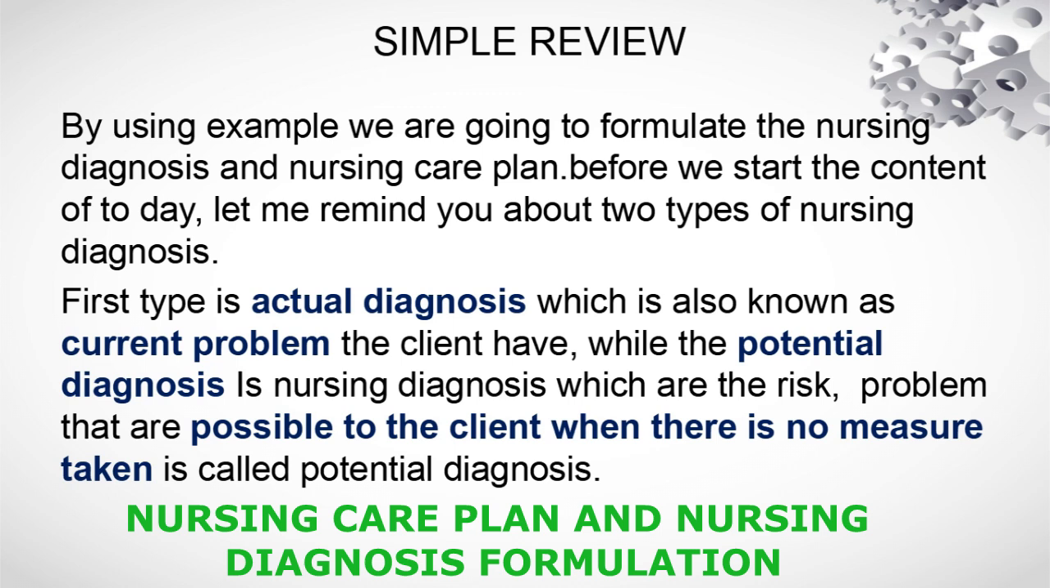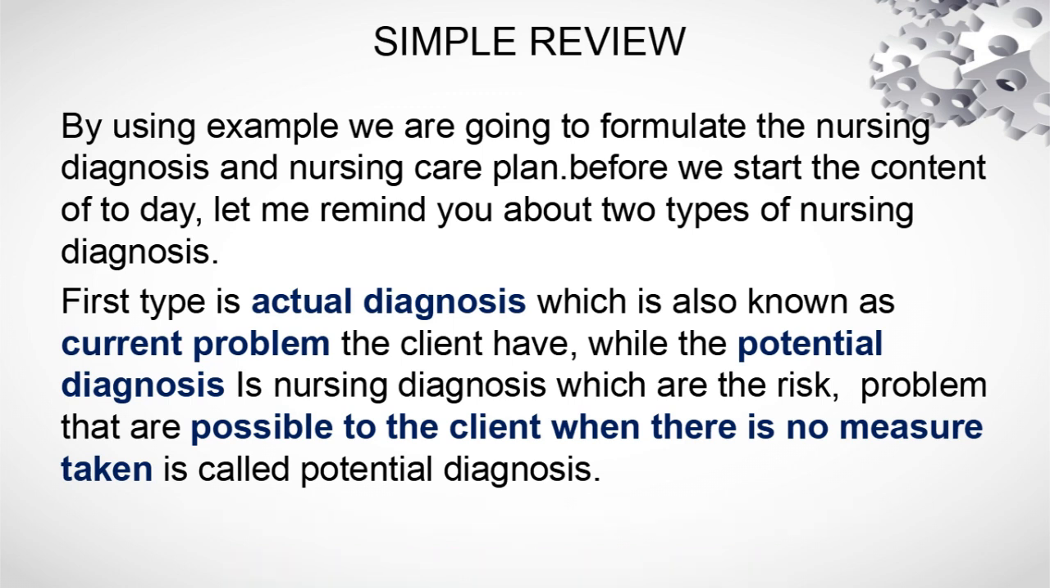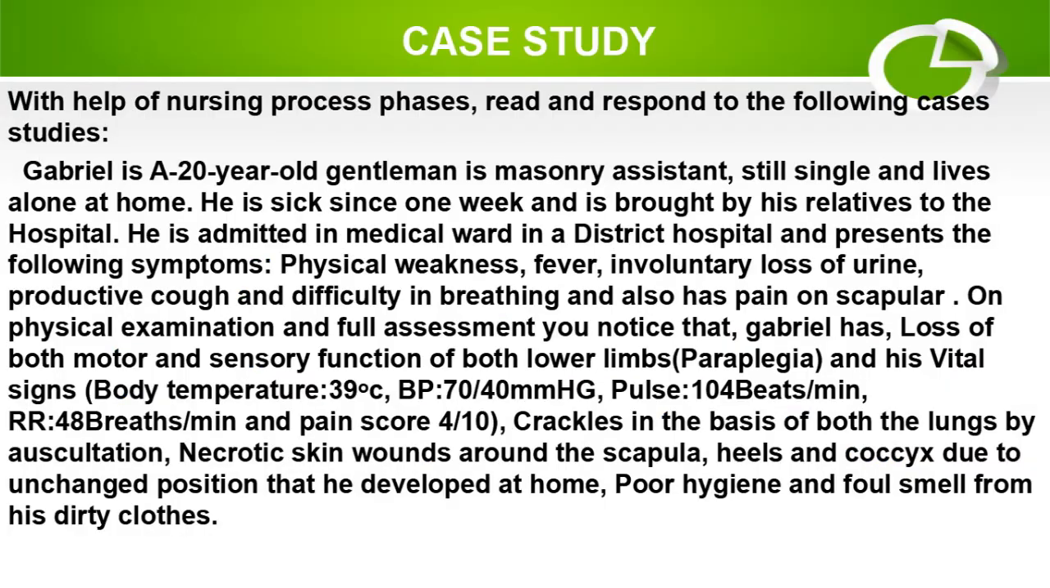Before we start the content of today, let me remind you about two types of nursing diagnosis. The first type is actual diagnosis, which is also known as the current problem the client has, while the potential diagnosis is the risk, the problem that is possible for the client when no measure is taken. With the help of nursing process phases, read and respond to the following case study.